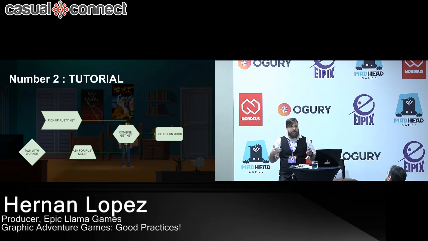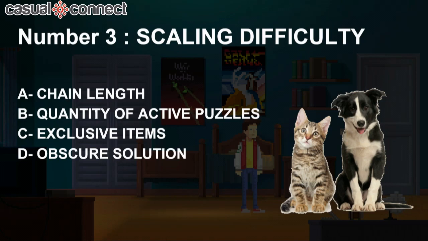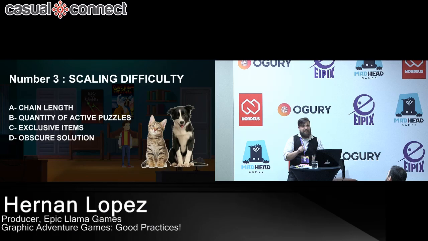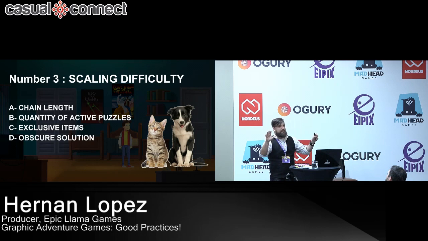Now, about scaling difficulty. Sometimes people come to me and say, well, I'm making this point-and-click adventure game, I'm making this puzzle game, and I don't know for certain if I'm scaling the difficulty too much, or how do I realize that? Well, it's very easy to do. The variables that you have are the length of the chain of events needed to reach an end result, and then the quantity of active puzzles at the same time. If you have many puzzles at the same time, you are going to have an inventory full of things.